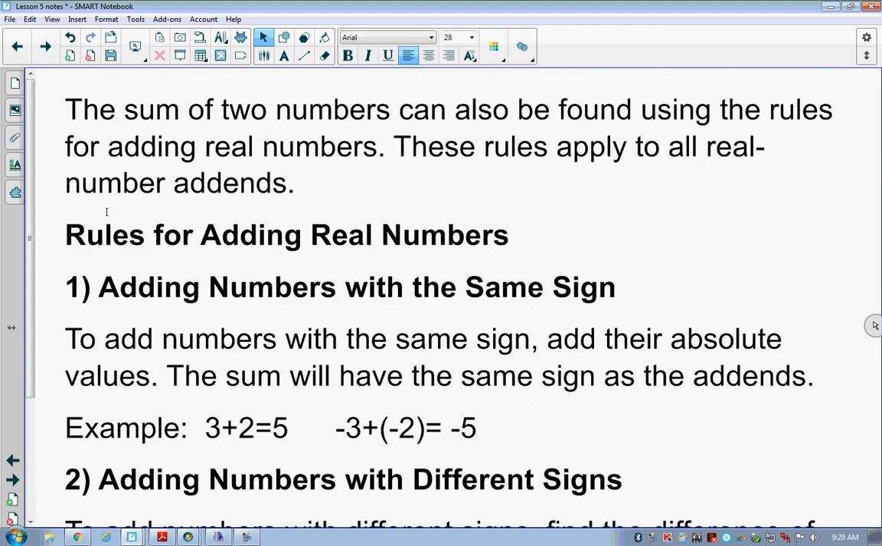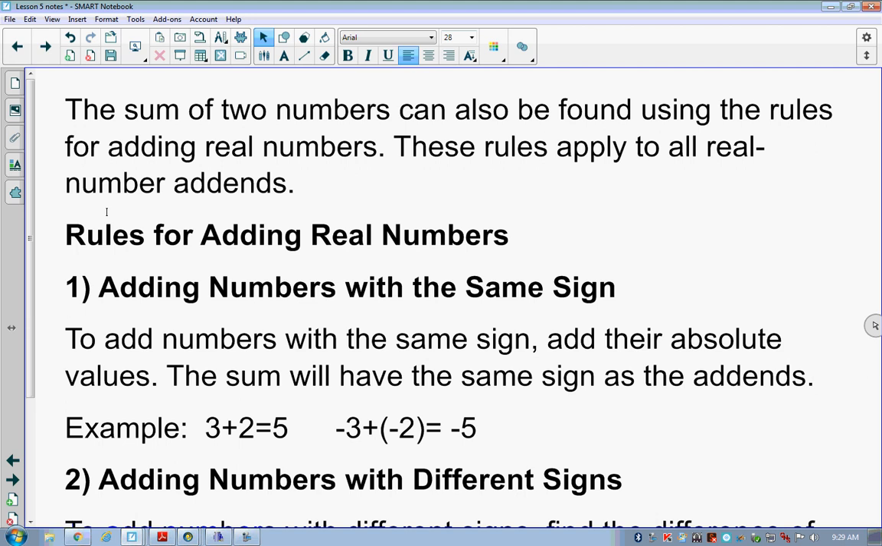Okay, the sum of 2 numbers can also be found using the rules for adding real numbers. So here's where we kind of take another step, but these rules apply to all real number addition. So we have basically 2 rules. Rules for adding numbers with the same sign, all right? So like adding 2 negative numbers or adding 2 positive numbers. Okay, people still kind of struggle with this, okay? Especially whenever it concerns a positive and a negative. Or even a negative and a negative.